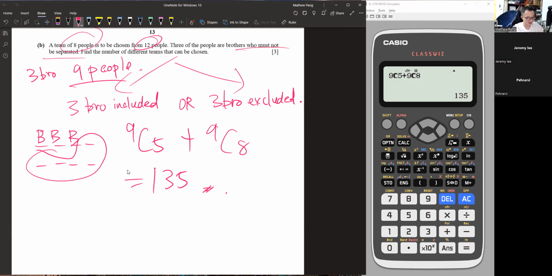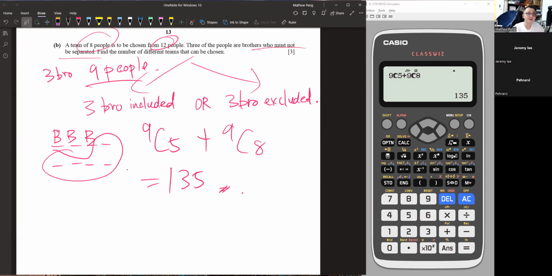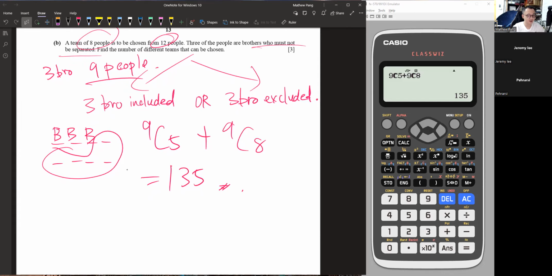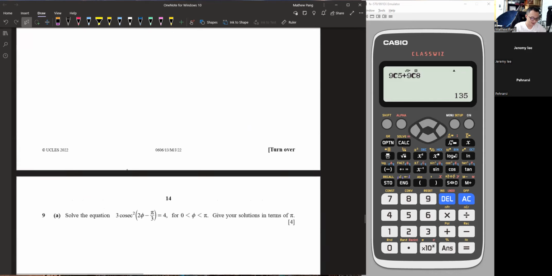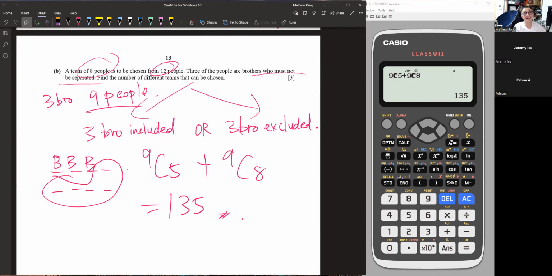Anyone don't understand? Because the 9C5 is I put the 3 brothers into the 8 people group. I only need to choose 5 more from the random people. Second example is I exclude the 3 brothers. So the team, I choose from the 9 people there. So it's 9 people, I choose 8. So it's 9C8. Is it okay? Anything you want to ask me?